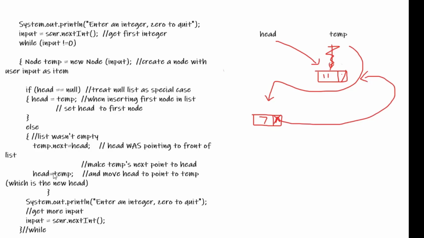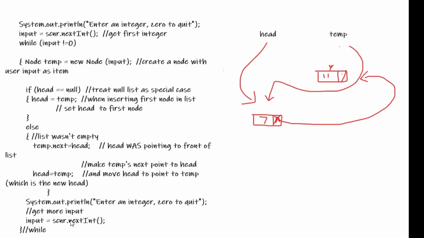After that, we say head equals temp. So head now points to wherever temp was pointing. Temp was pointing here, so head now points here instead of there. And if I just use an eraser and get rid of these, maybe I can see that a little better. I do have temp pointing to my last node I made, but I have head pointing to that node, and then that node now points to the one with the 11 in it. And now I'm at the end of my loop. And so I get more input.